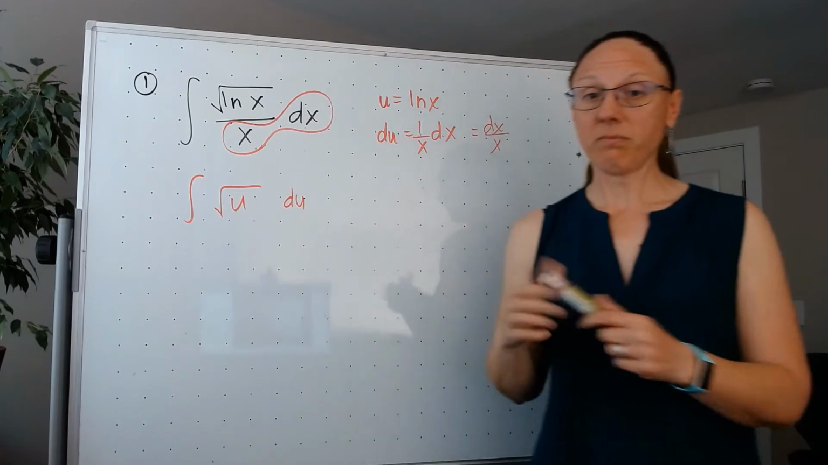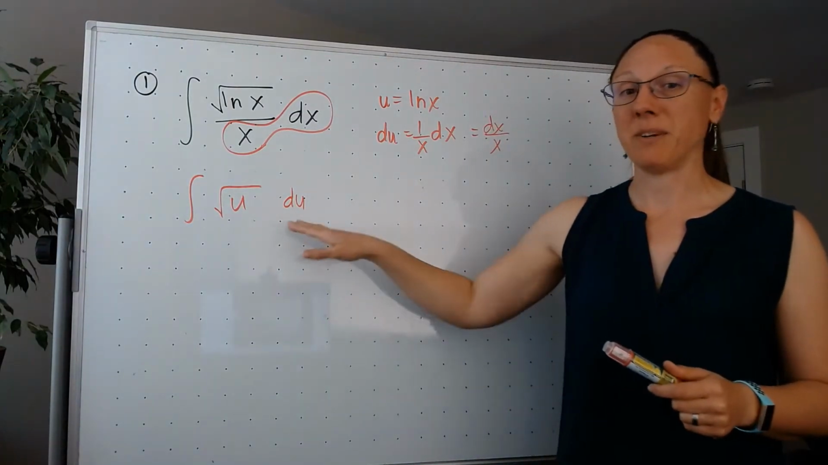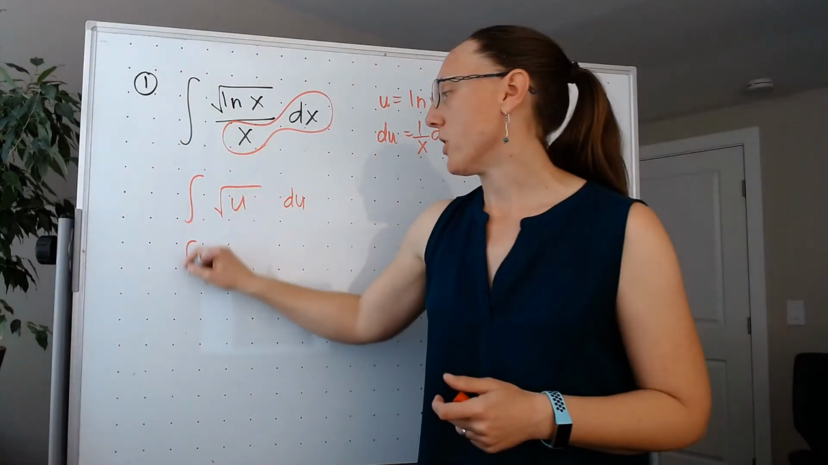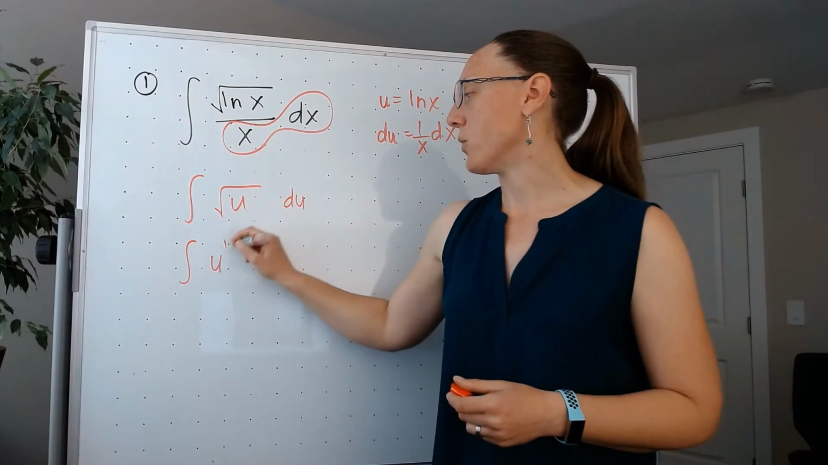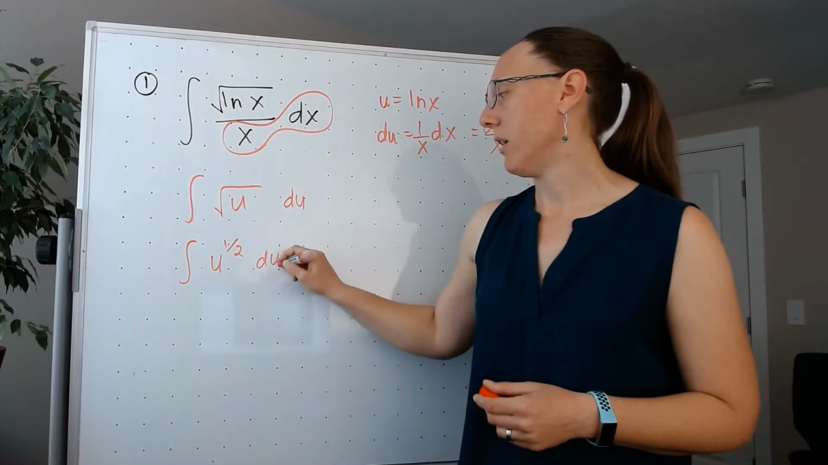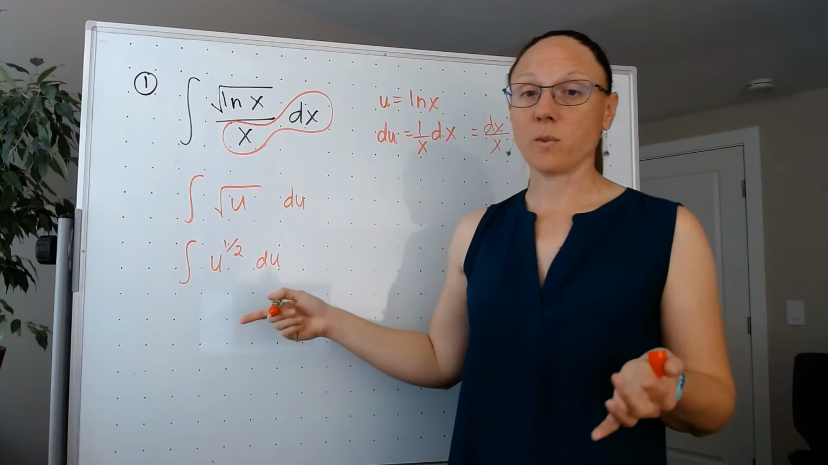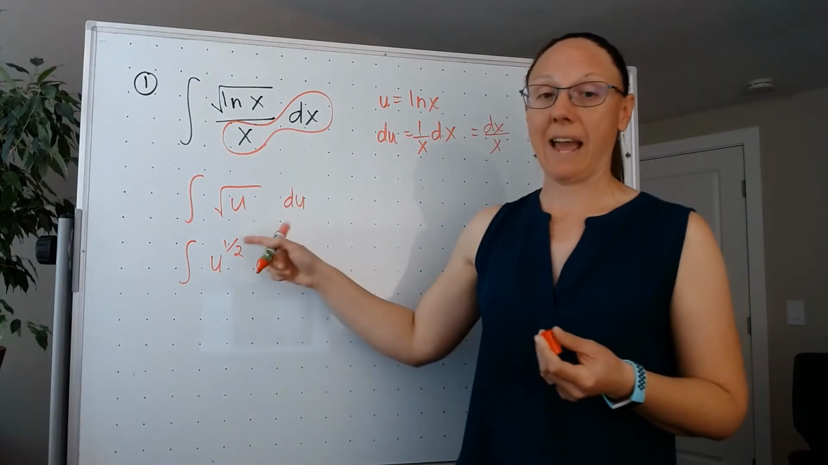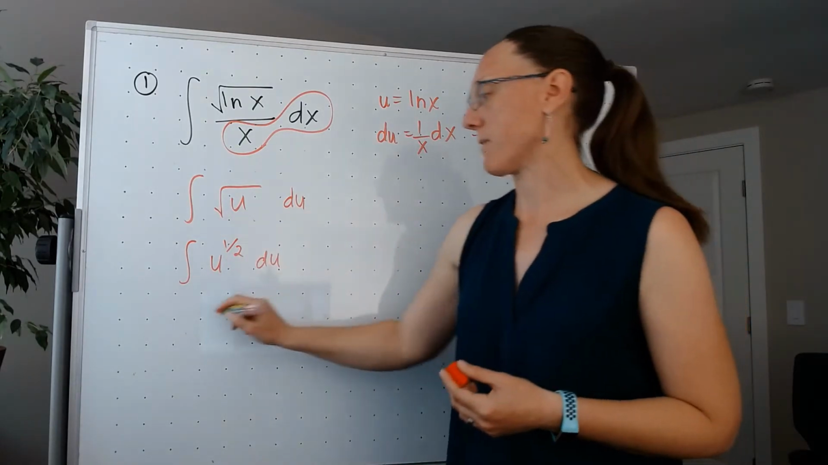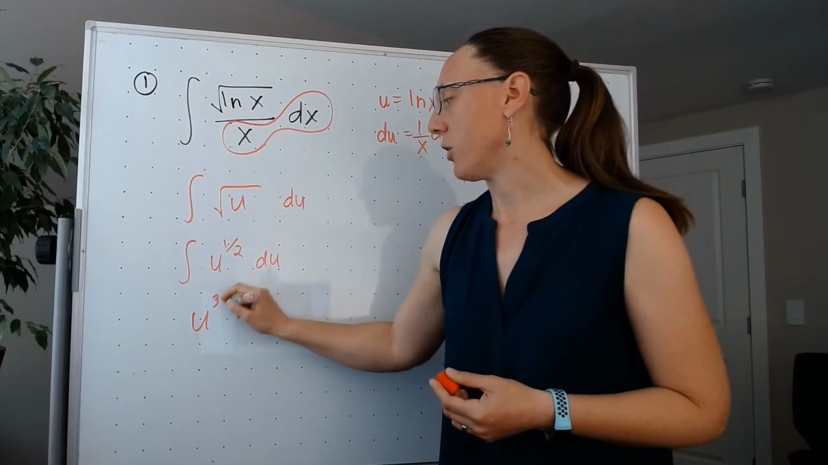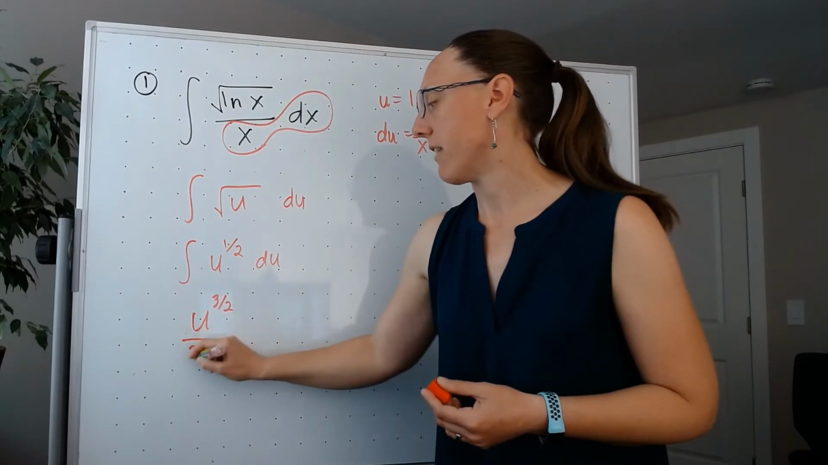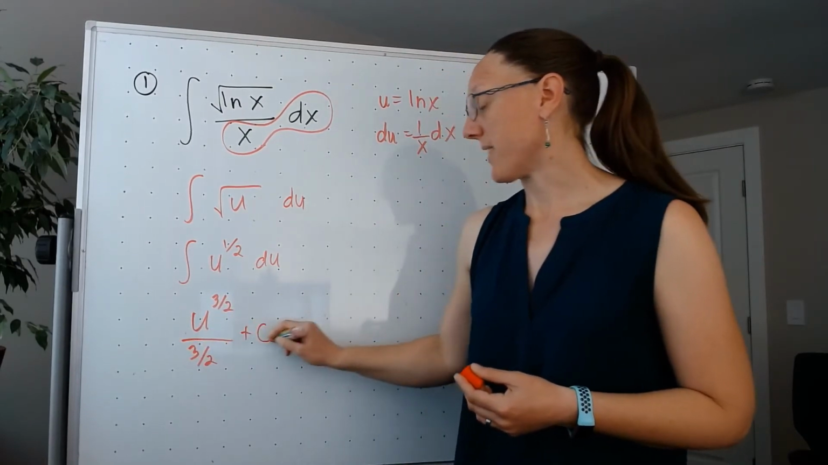Before I find the antiderivative, I'm going to take one more step, which is to rewrite that as u to the 1/2 power. Now, we can use our rule with exponents. I'm going to add 1 to the exponent, divide by the new exponent. It's going to give me u to the 3/2 divided by 3/2 plus a constant.